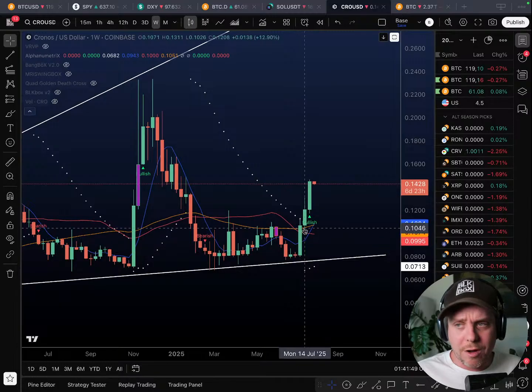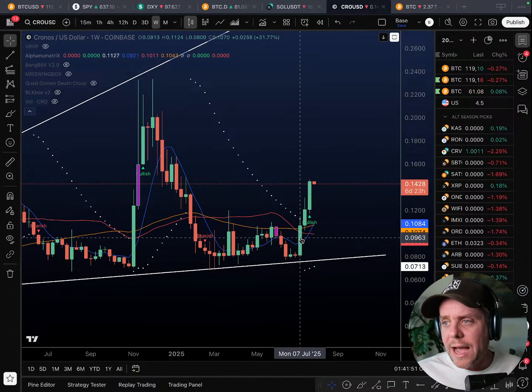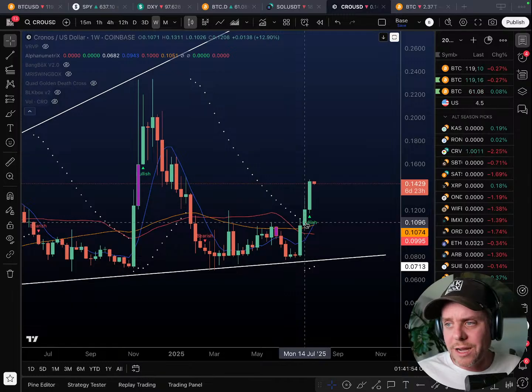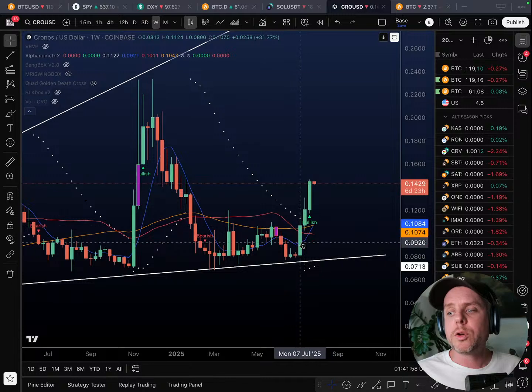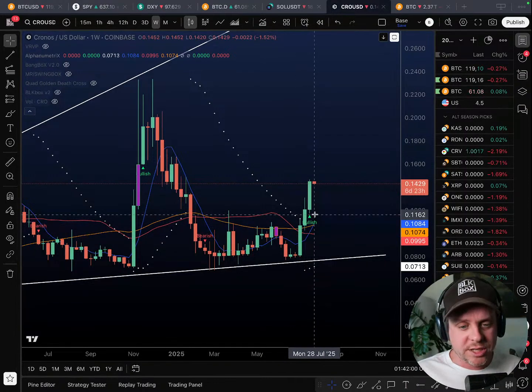And look at these strong weeks, man. You had a 31% week, followed by a 12% week, followed by a 20% week. Might need a little bit of a cool down, but yeah, it's definitely changing its character. It's changing its behavior. It's coming back to life. It's looking good.